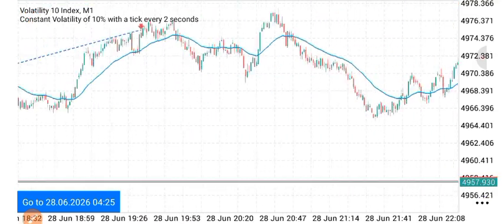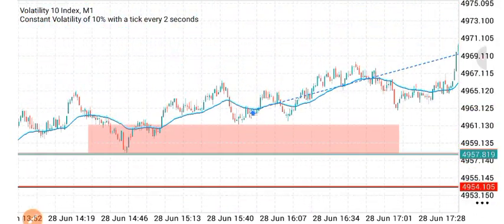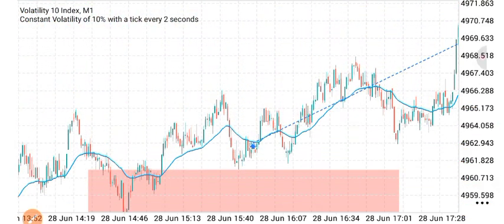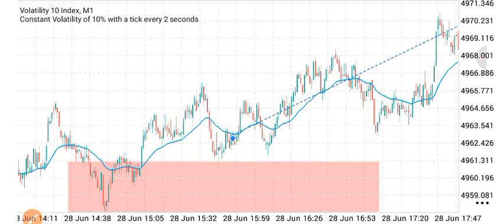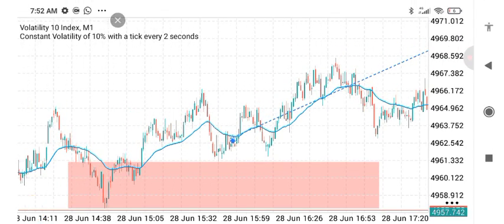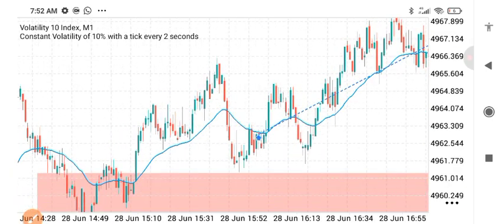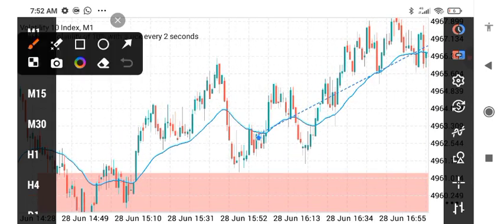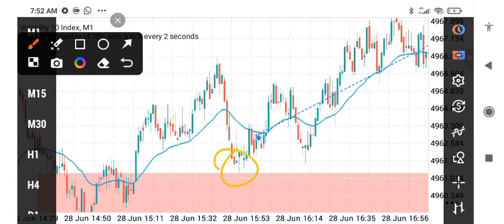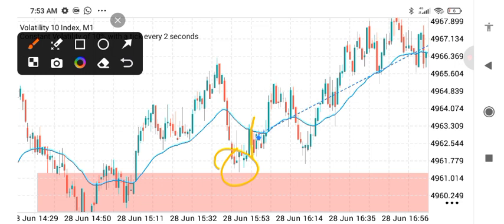When price came here, I went to my 1 minute time frame. Look at what I saw on my 1 minute time frame. Price tapped my point of interest and it bounced. You can see price bounced, came back again, and was about going up again.